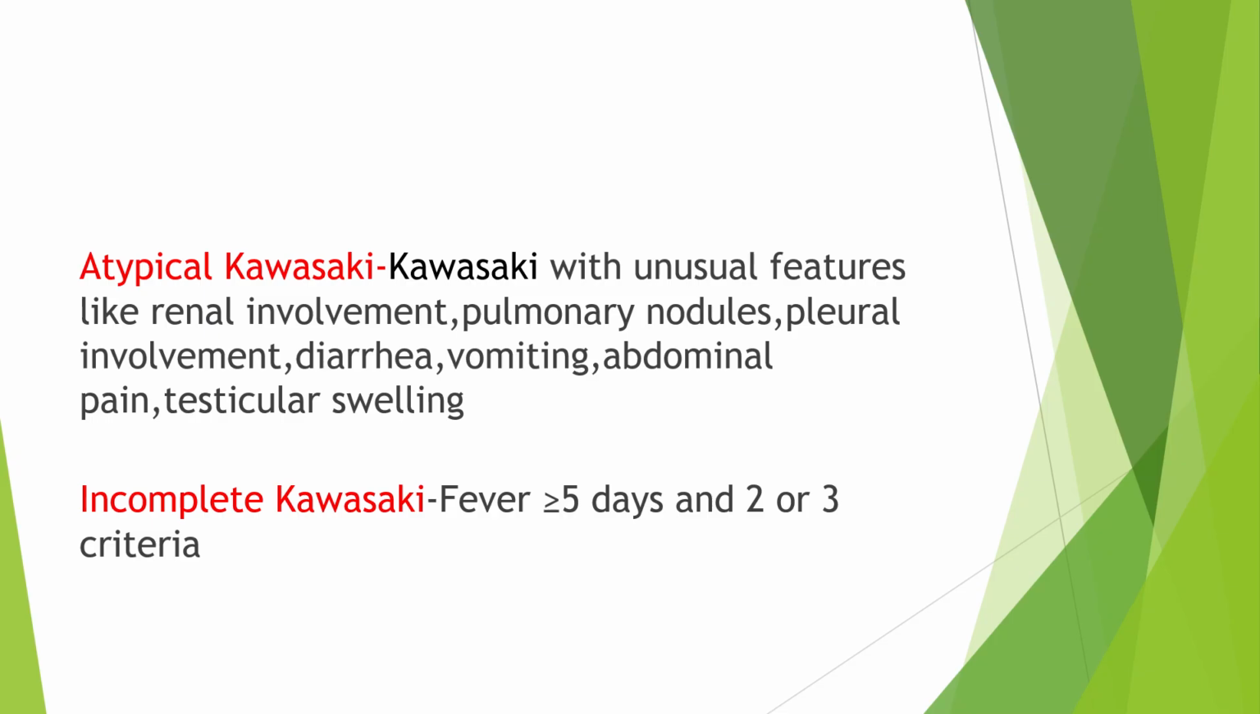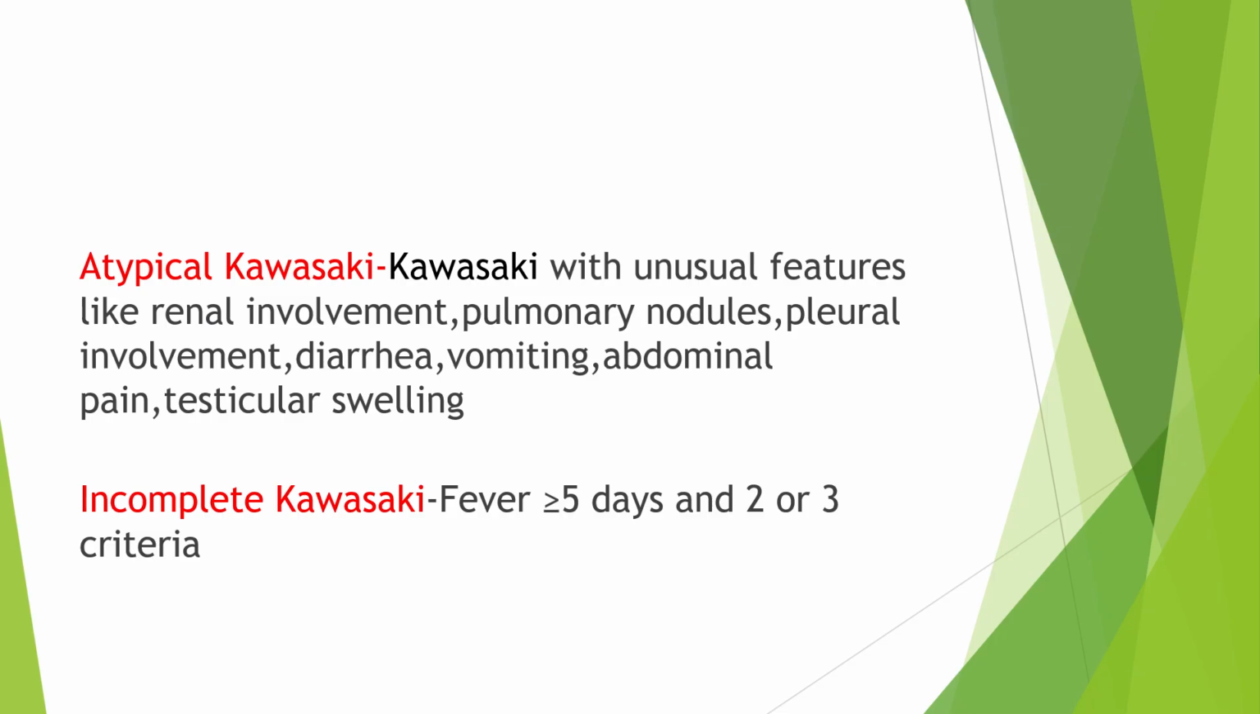And let me end with this. There is atypical Kawasaki and incomplete Kawasaki. What is atypical Kawasaki? We have told the definite diagnostic criteria. But in atypical Kawasaki, there can be other features like renal involvement, pulmonary nodules, pleural involvement, diarrhea, vomiting, abdominal pain, and testicular swelling.